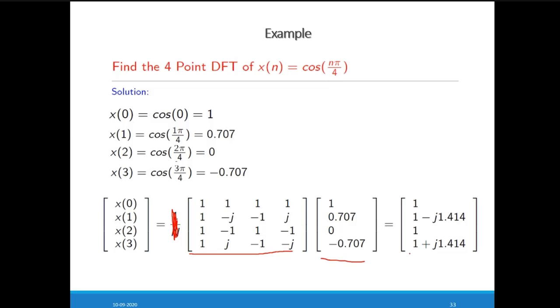A few of you gave the answer as 1 minus j under root 2, 1 plus j under root 2. Yes, you can mention this term as j under root 2 also. So here this term is j under root 2. You can write your answer in this way also: here minus j under root 2, here plus j under root 2. Okay, so this is the solution for this example.